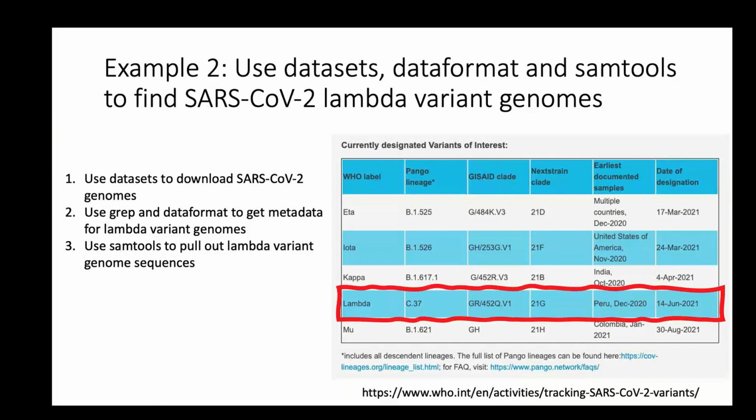Okay, so next we're going to talk about SARS-CoV-2 genomes. This example is focused on SARS-CoV-2 genome data. We'll show you how to download genome data and view and filter the associated metadata. Specifically, we'll show you how to pull out SARS-CoV-2 genome metadata and sequence data for one SARS-CoV-2 lineage, the Lambda variant of interest. So first, I'll show you how to download data for all SARS-CoV-2 genomes.